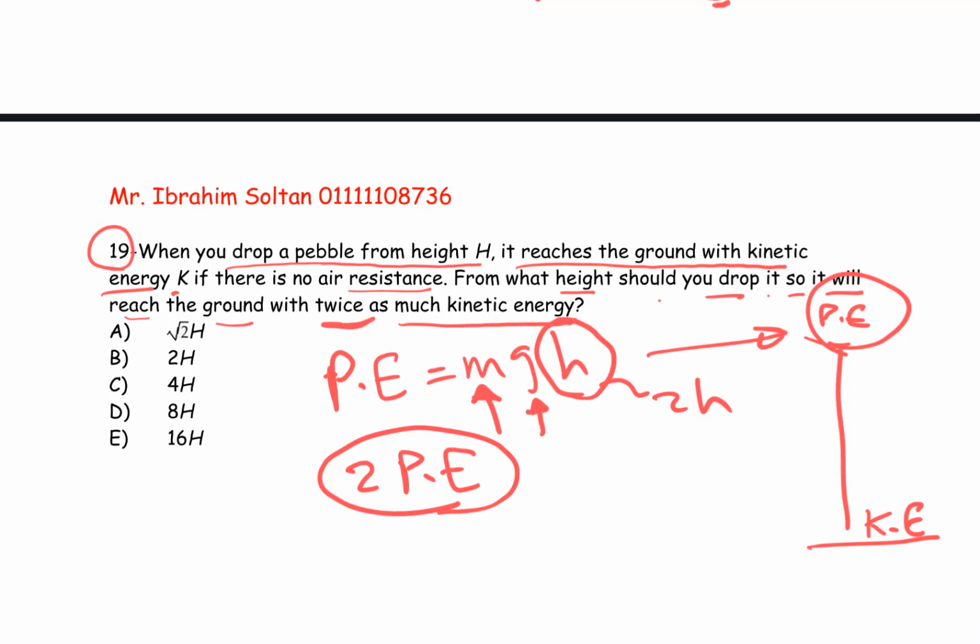So when you double the height, you double the potential energy for the object before it falls. Before reaching the ground, it will have that same energy as kinetic energy, and it is doubled because you doubled the height at the beginning. So what is the answer? Doubling the height, 2h instead of h.